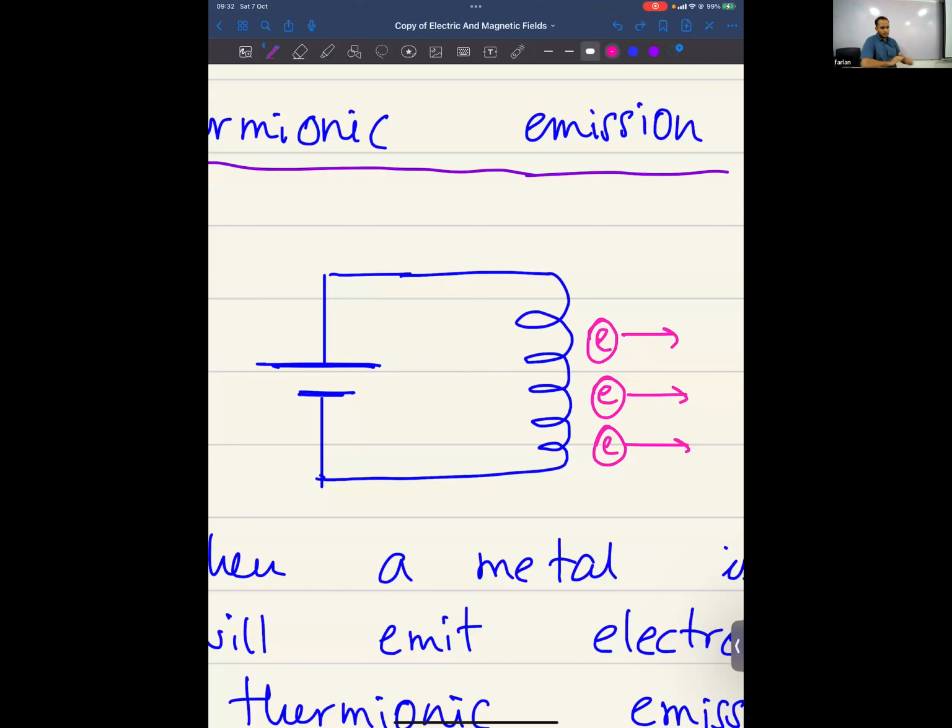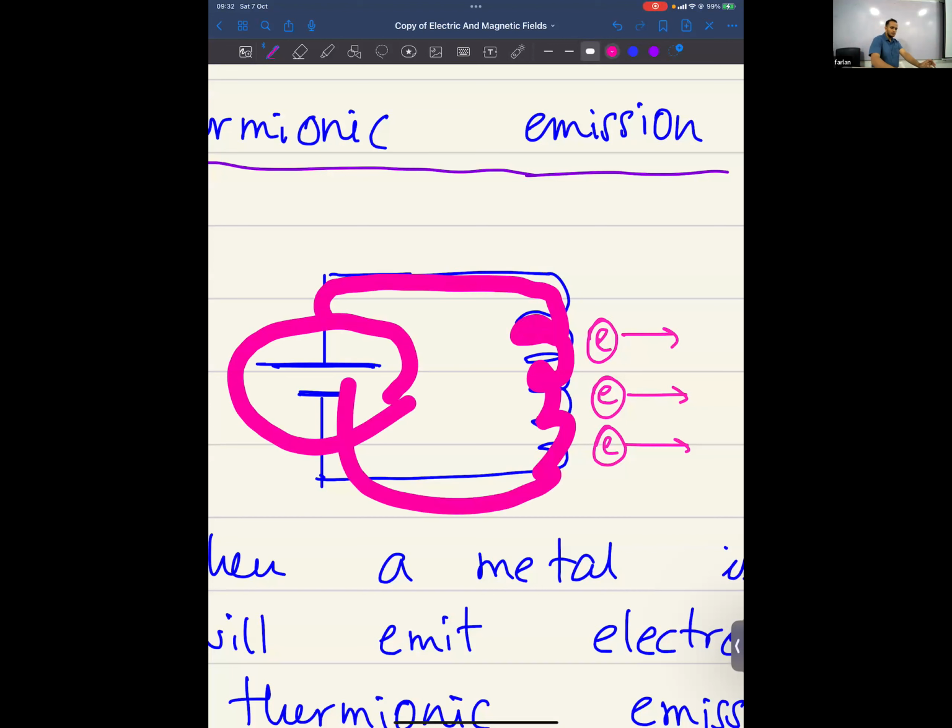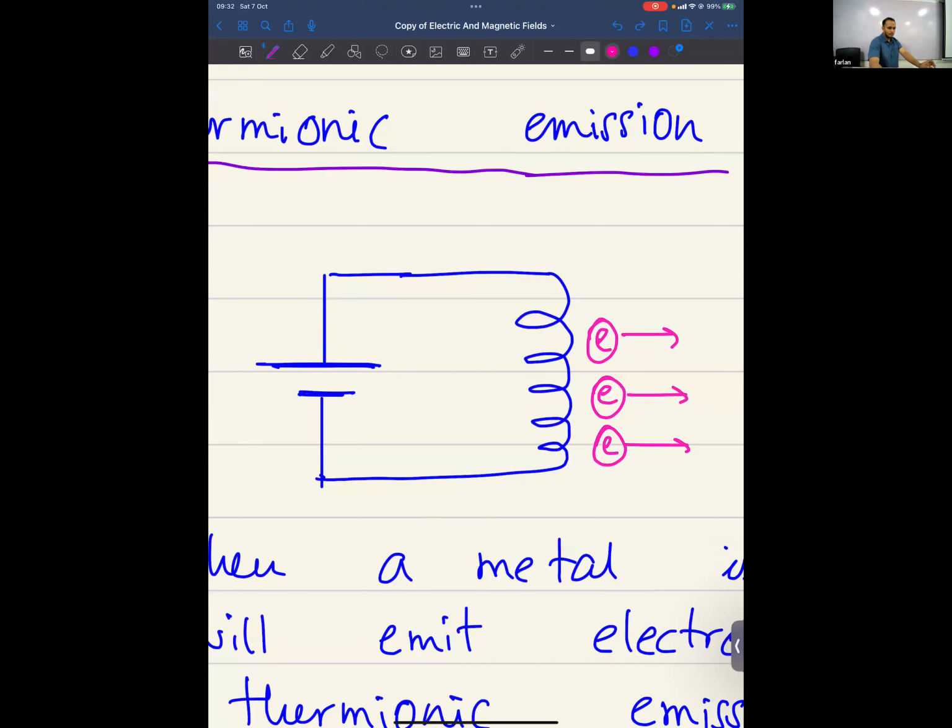So guys, when you connect it to a battery and there's a current flowing, this coil will get heated. And if you keep on increasing the voltage, the current will keep on increasing, so more and more this will get heated. If it gets heated to a certain level or beyond, there will be electrons emitted. You call it what? Thermionic emission. So emitting electrons from a coil by heating it is what you call thermionic emission.